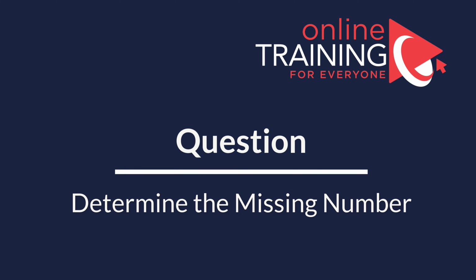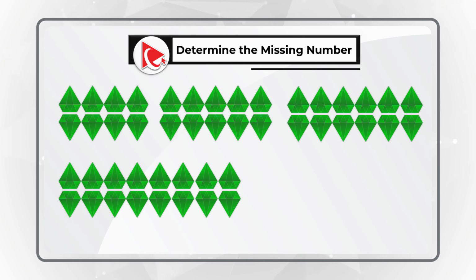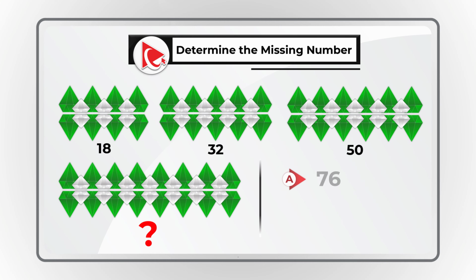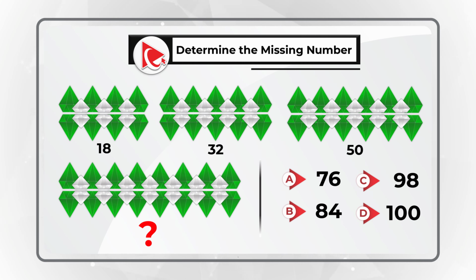Here's the very interesting problem which tests your analytical skills. You're presented with multiple diamond groups. Each diamond group has green diamonds as well as gray diamonds. Underneath of each diamond group there are numbers, and they are 18, 32, 50, and then comes the missing number. You can select the missing number out of 4 possible choices. Choice A, 76, choice B, 84, choice C, 98, and then choice D, 100.